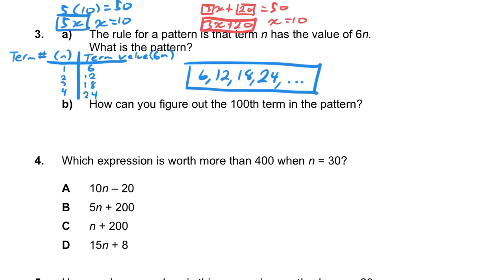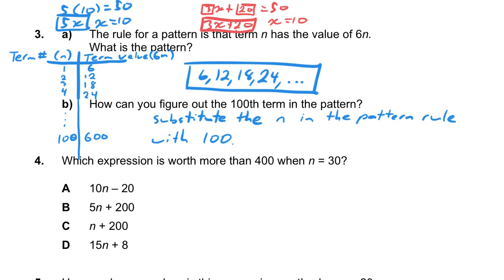Well, you could pretend that this chart kept going. So it went on and on and on until it got to 100. Not 106, but 100. So how did we figure that out? Well, we did the same thing. Instead of inserting 4 as this n, now we insert 100 as this n. We replace this n with 100. So 6 times 100 would be 600. And I might explain it like this: substitute the n in the pattern rule with 100.